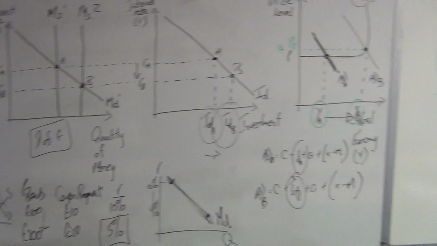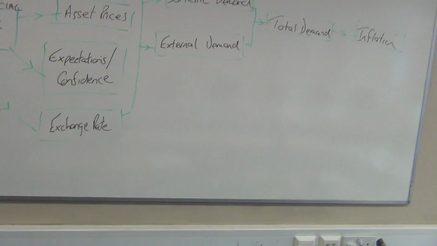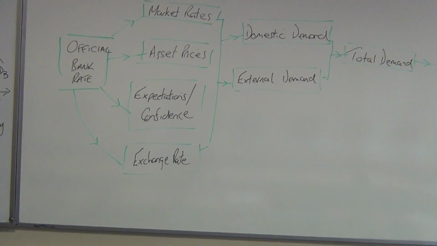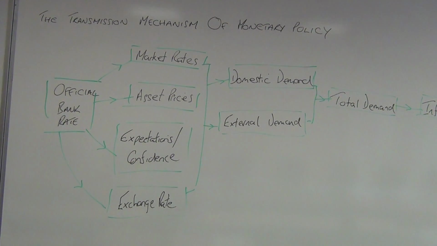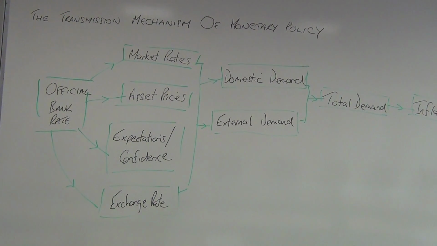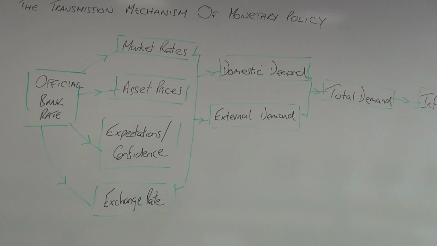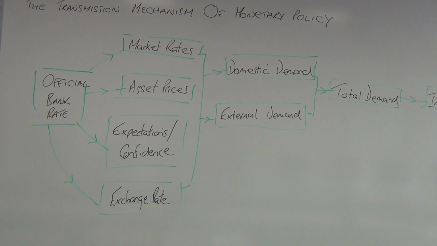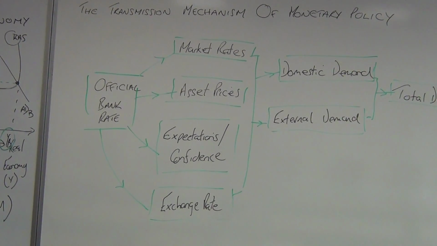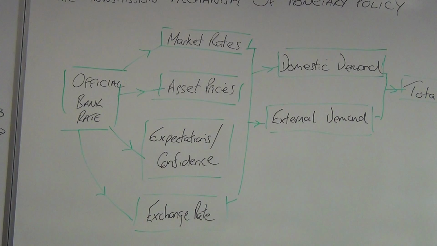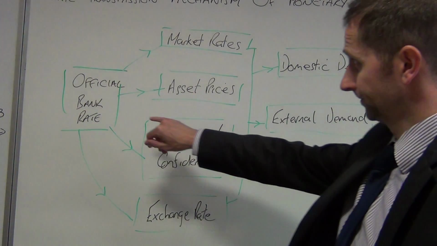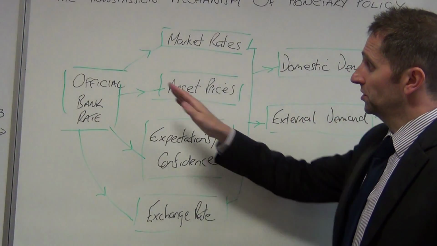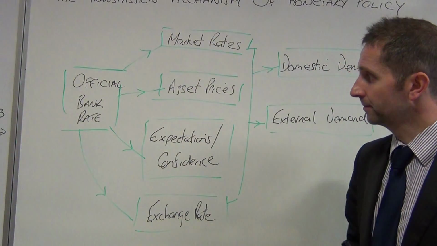Okay, now let's come back then to this diagram, the Bank of England's monetary transmission mechanism diagram, which you can find in the guidance sent by the Bank of England for the Bank of England competition. So I want to say a few more things about this. We've got this official bank rate, base rate basically, set by the Bank of England. So let's consider how it affects each of these.